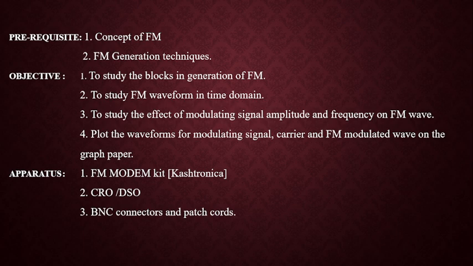So first we will understand the front panel of the kit that we are using for FM generation. Then we will study the FM waveform in the time domain, with the application of the modulating signal and carrier signal generating the FM signal. We will study the effect of modulating signal amplitude and frequency on the FM wave, and then plot waveforms for the modulating signal, carrier and FM modulated wave on graph paper. So this will be self practice for drawing the graph on graph paper.